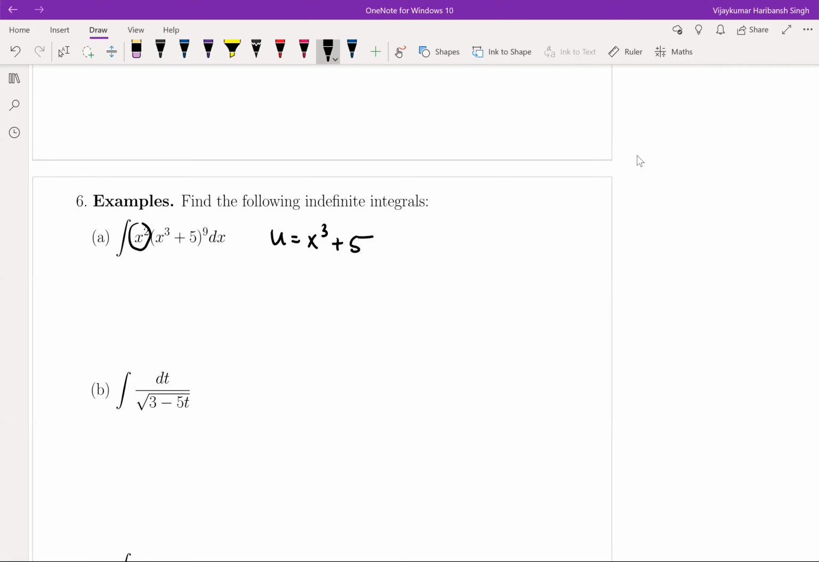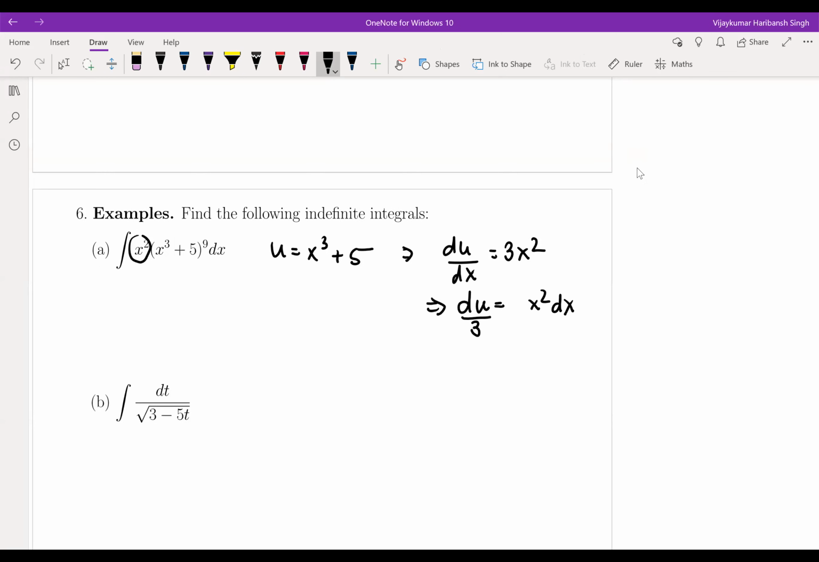So this is a substitution. When you do the substitution, you have to replace all the variables in terms of u. So what do I get from here? I get du by dx equals 3x squared. This would mean du equals 3x squared dx, or I can say du by 3 equals x squared dx.